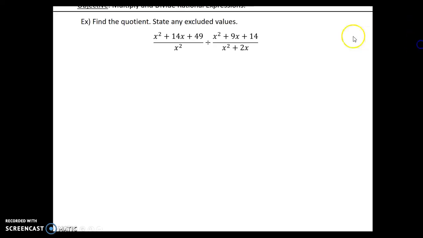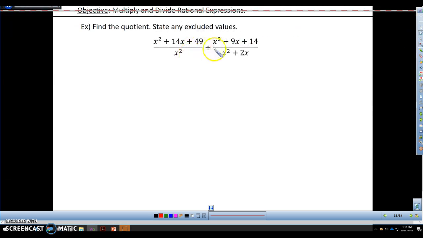Hello and welcome to this part 2 video on multiplying and dividing rational expressions. This is the second example on dividing rational expressions. If you have not watched the first video, please watch the first video to see the steps that we're going to take and then also to kind of get the concept included as well.